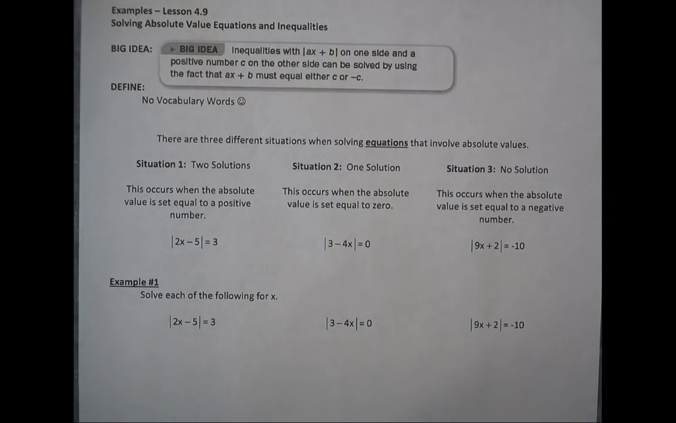So today we're going to be working on 4.9 in your algebra book. We're going to be looking at absolute value in equations and also inequalities. So we've worked with absolute value a little bit. That's the distance a number is from 0. So how far is 4 from 0? 4. How far is negative 4 from 0?